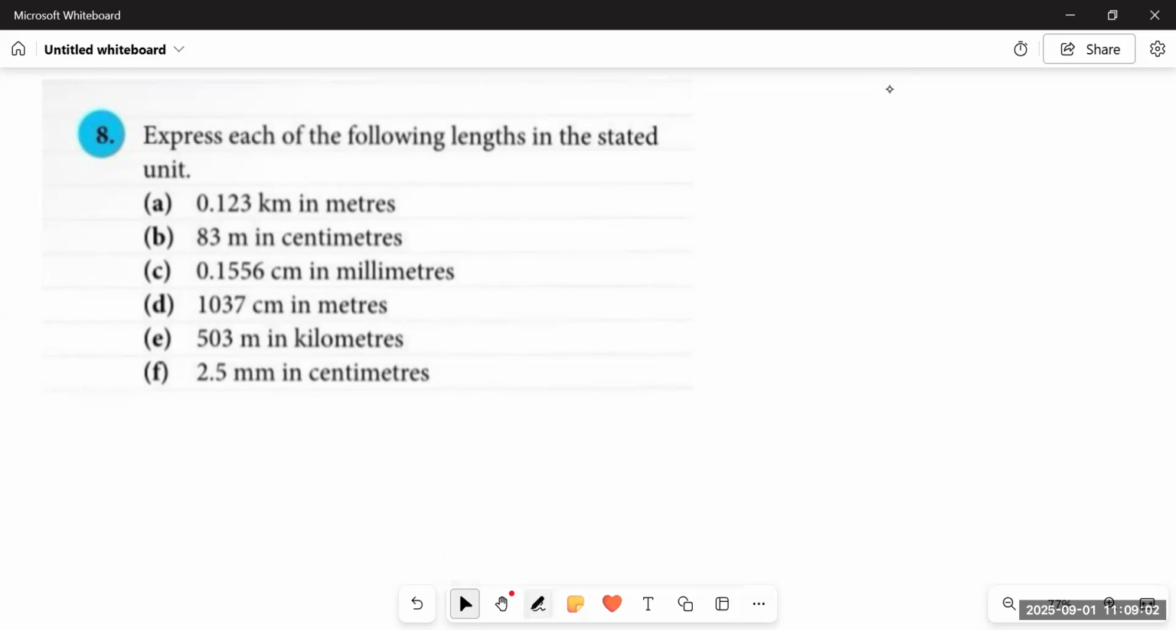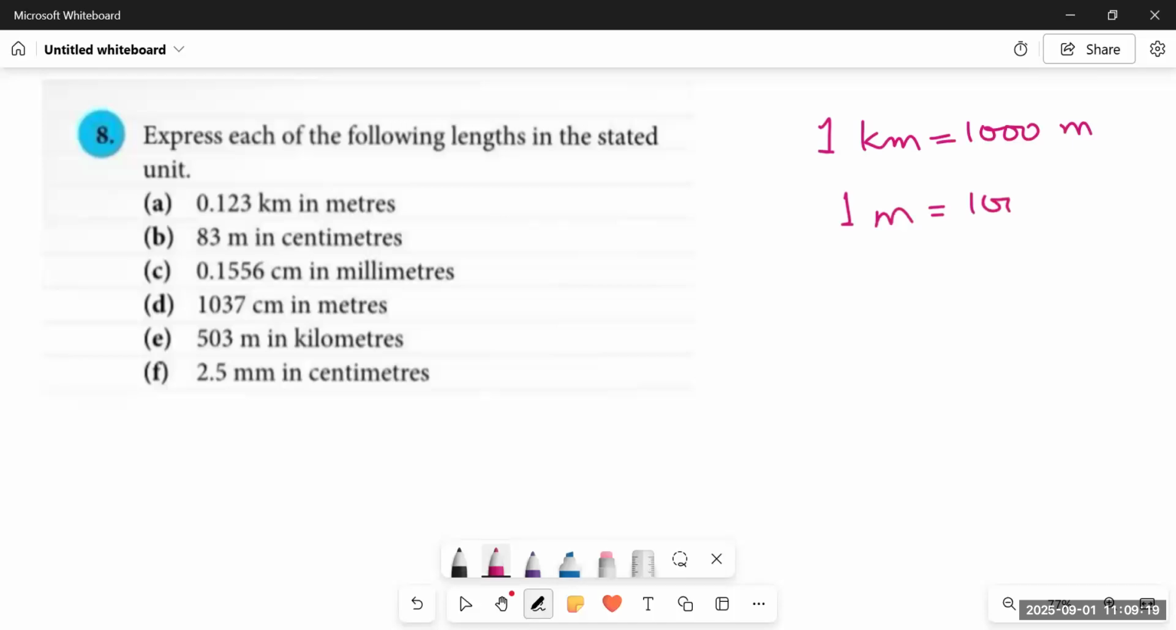For this, let us first write down some of the conversions over here, since the quantities involve kilometers, meters, centimeters, and millimeters. So we can say that 1 kilometer equals 1,000 meters, 1 meter equals 100 centimeters, 1 centimeter equals 10 millimeters. This is the conversion that you have to use. Whenever we convert a greater unit into a smaller unit, we will multiply with the conversion rate.